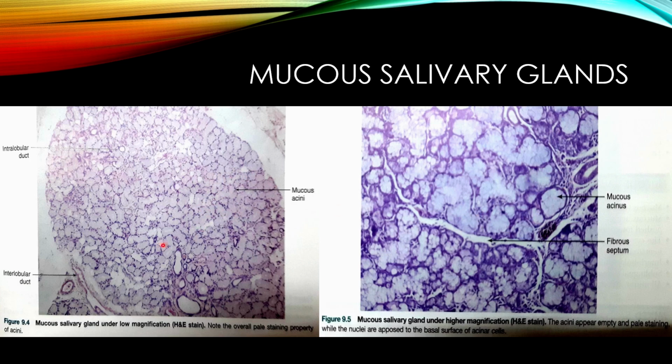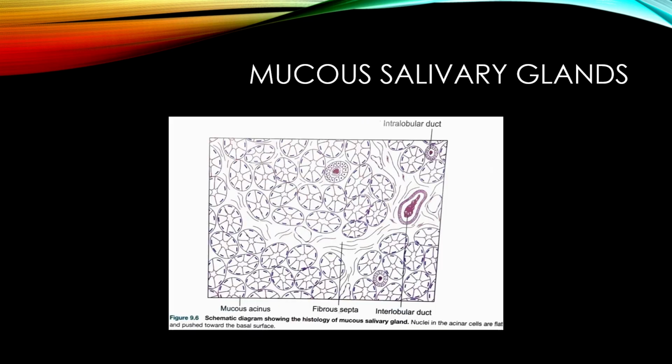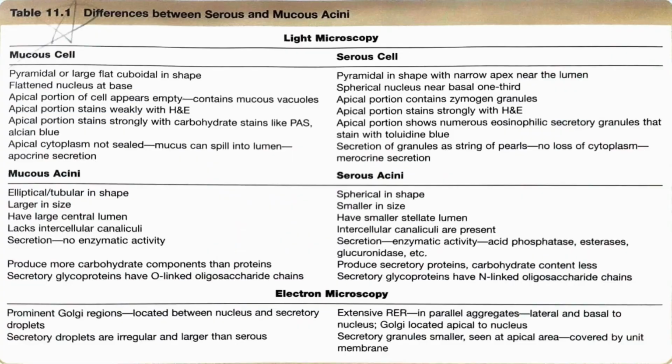Mucous acini, interlobular ducts, the fibrous septum here, all the same as the serous, but these differ in the zymogen granules. These do not have the zymogen granules. The mucous acini don't have the zymogen granules, which are present here in the serous one. This is the difference between these mucous and serous cells.